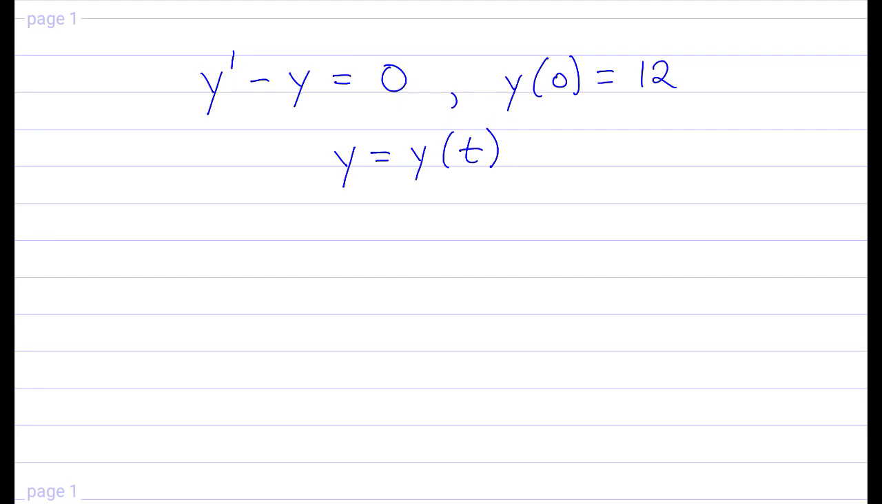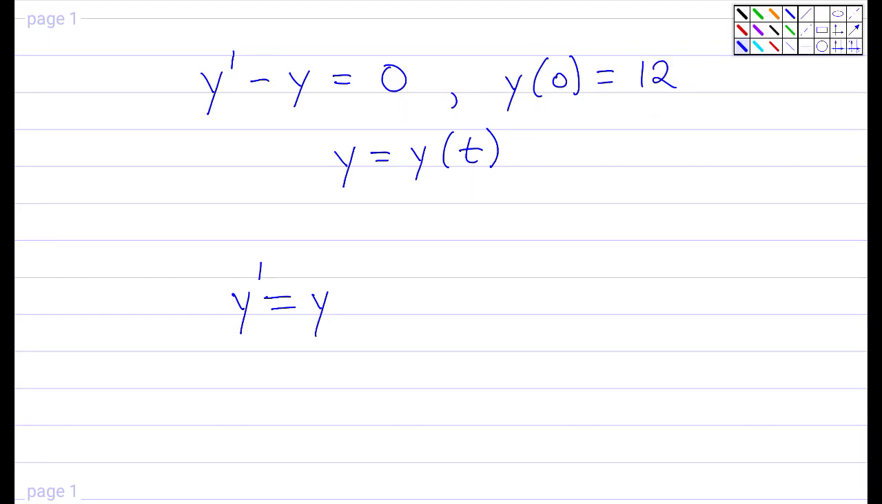Now, if you're watching this video, you may have already seen a differential equation like this. In fact, you may be thinking, okay, I know how to solve that just by looking at it. Right? If we rewrite this, it basically says that the derivative of y is equal to itself with the initial condition, that's what this is called, that when I plug in 0 for t, I get 12.